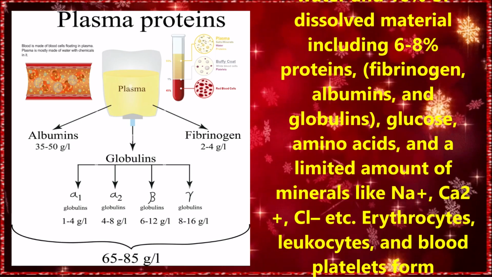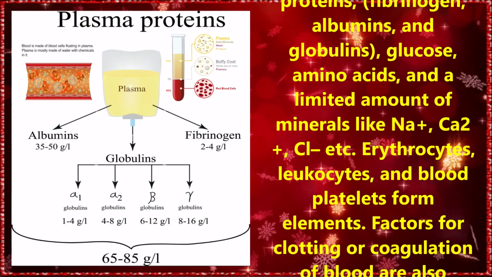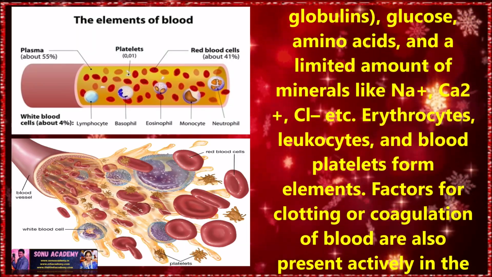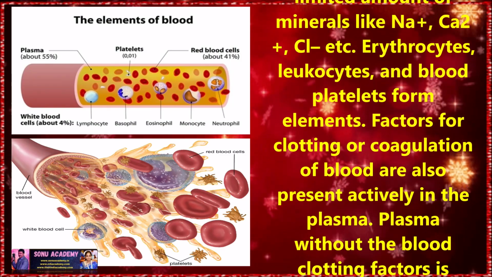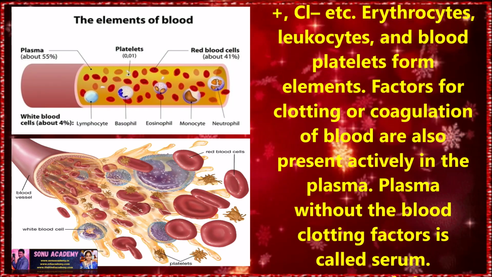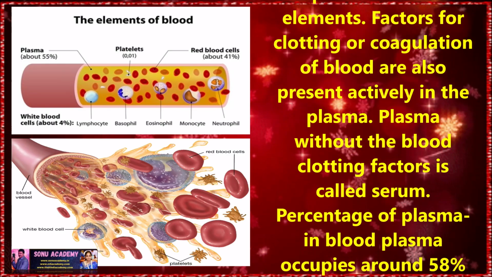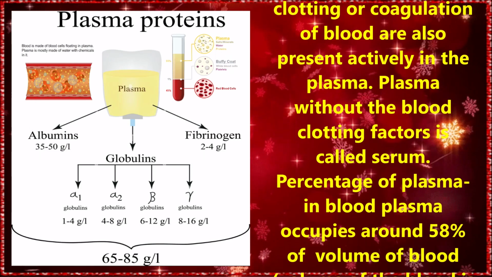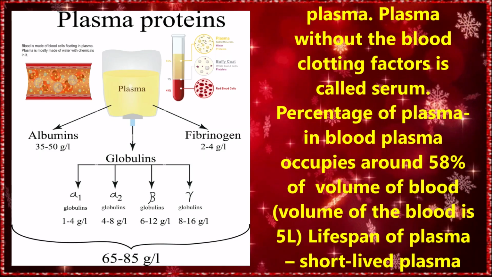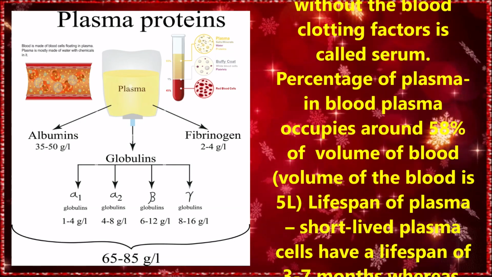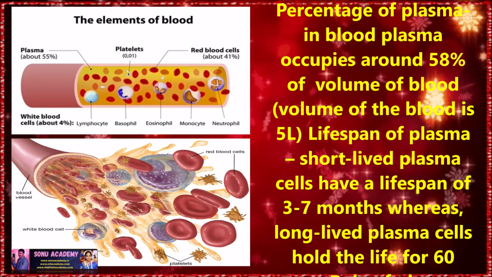Erythrocytes, leukocytes, and blood platelets form the formed elements. Factors for clotting or coagulation of blood are also present actively in plasma. Plasma without the blood clotting factors is called serum. Let us see the percentage of plasma. In blood, plasma occupies about 58% of the volume of blood, where the volume of the blood is 5 liters. Let us see the lifespan of plasma.